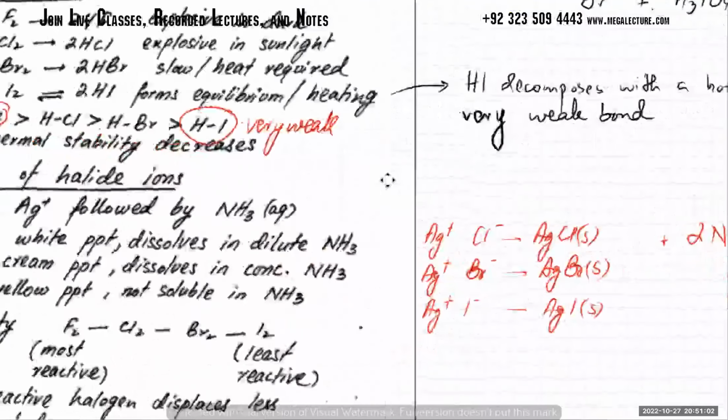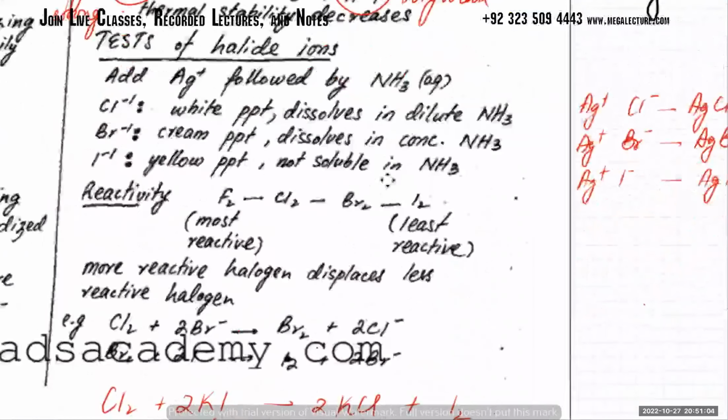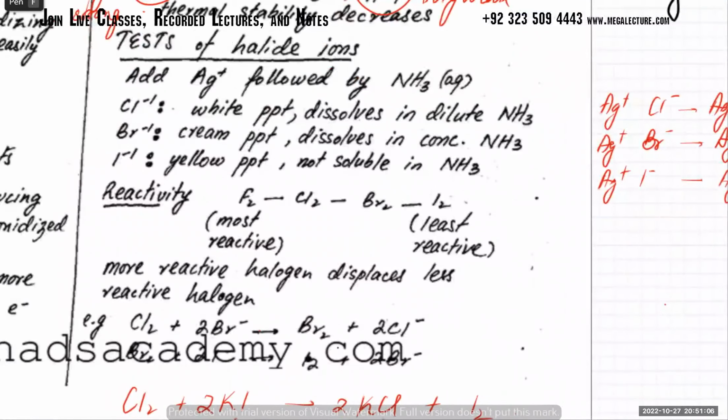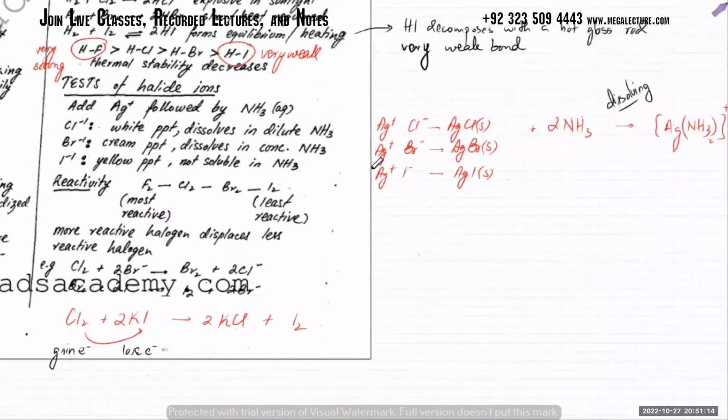Okay sir. Then these are the O levels tests of halides. You add silver ions or silver nitrate followed by ammonia. The white precipitate is formed with Cl. This is the reaction written as well. Silver ions with Cl ions form AgCl solid precipitate. Br minus forms AgBr, and I minus forms AgI.